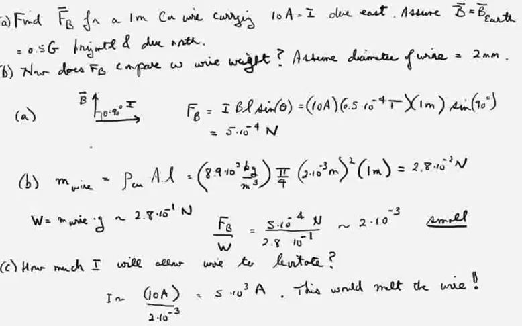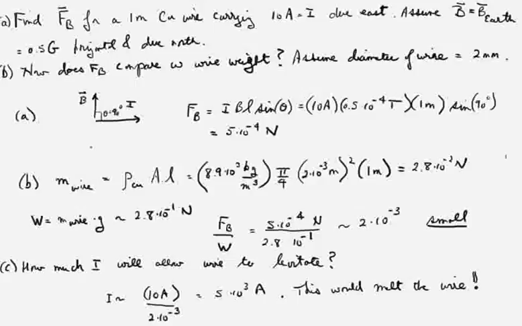Find the magnetic force for a 1 meter copper wire carrying 10 amps of current due east. Assume that the Earth's magnetic field is half a Gauss, horizontal, and due north. That's A. B. How does the magnetic force compare with the wire weight? Assume a diameter of wire of 2 millimeters.